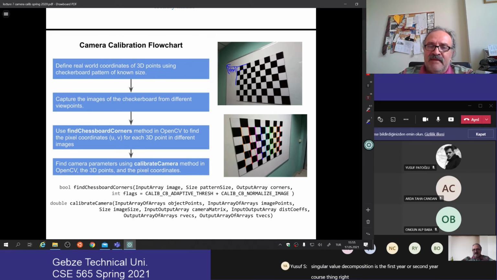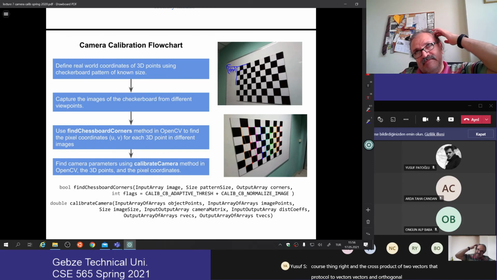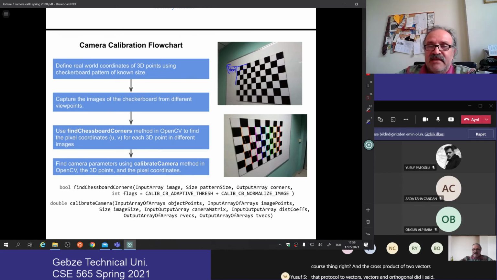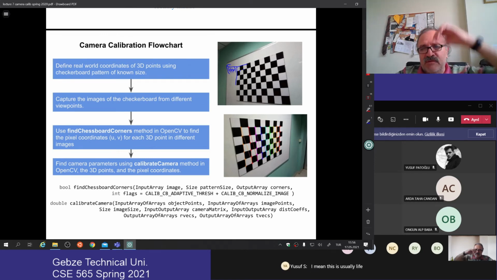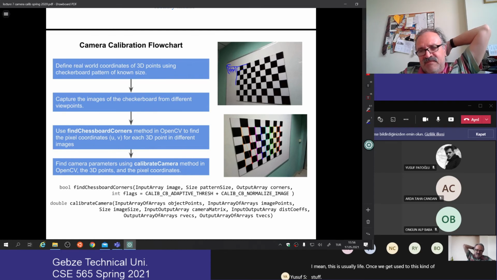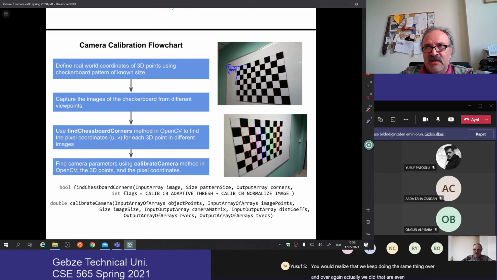And cross product of two vectors, dot product of two vectors, and the orthogonality. That's it. I didn't use anything other than those. So it is involved a little bit because it is using trick after trick after trick. But I mean, this is usually life. Once you get used to this kind of stuff, you will realize that we keep doing the same thing over and over again. Actually, we did that. We used the orthogonality of the matrix R in many places.